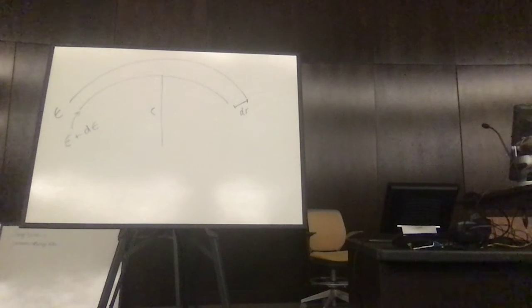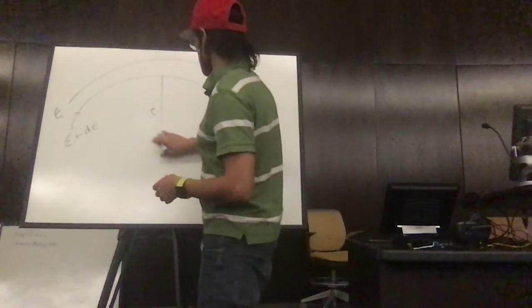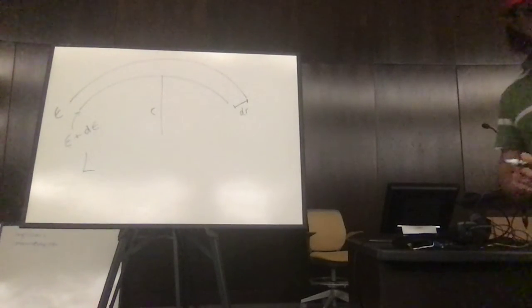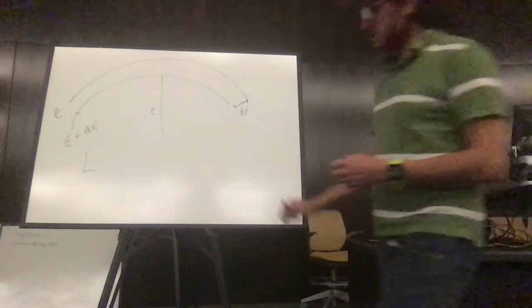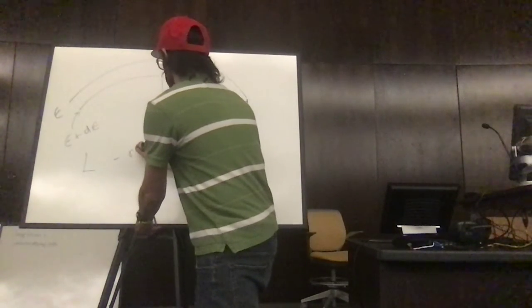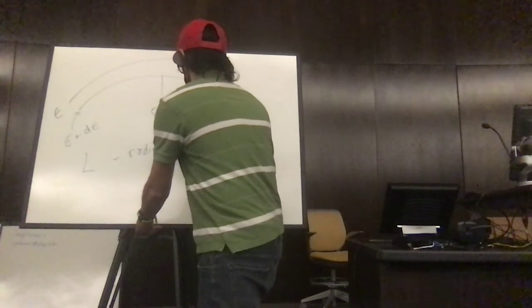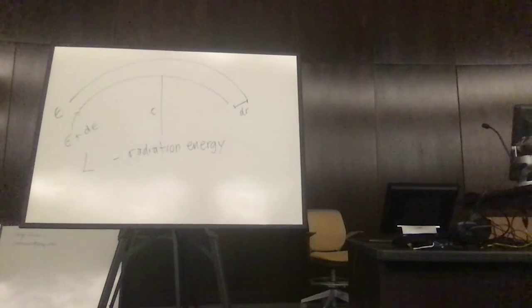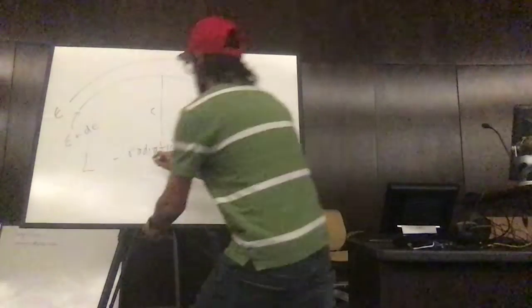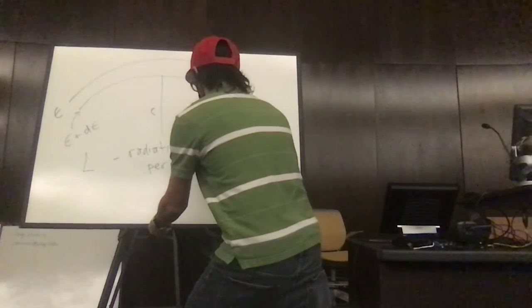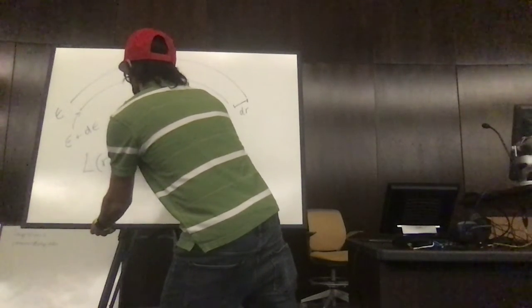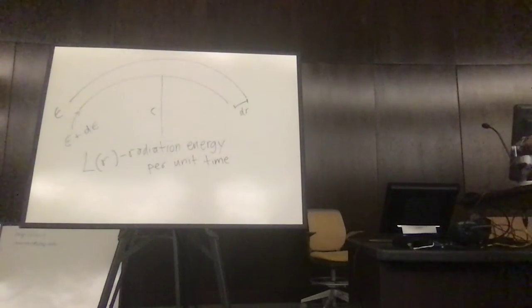So we're going to define this new quantity, L, which is the luminosity. It is the radiation energy per unit time. And L is going to be a function of the radius.